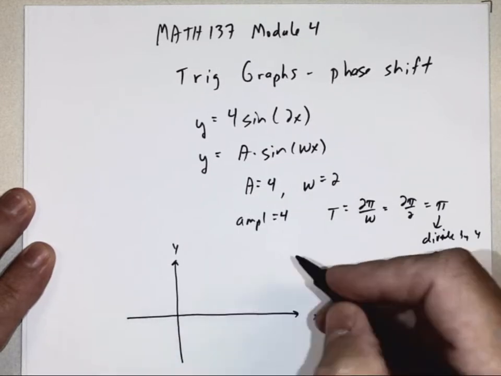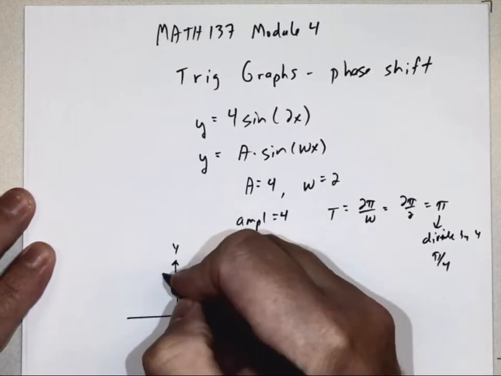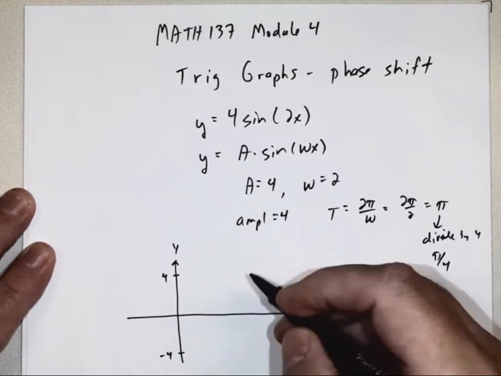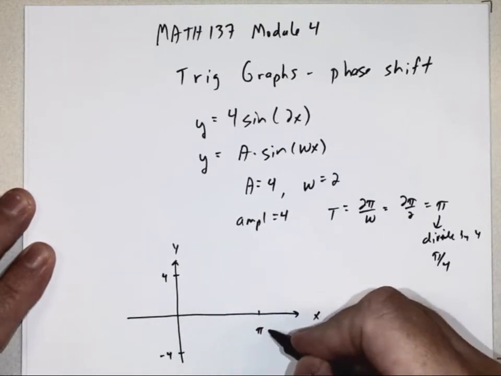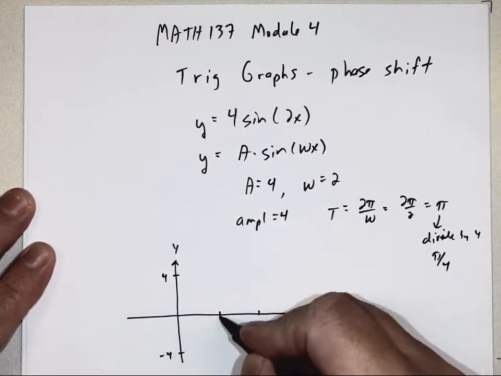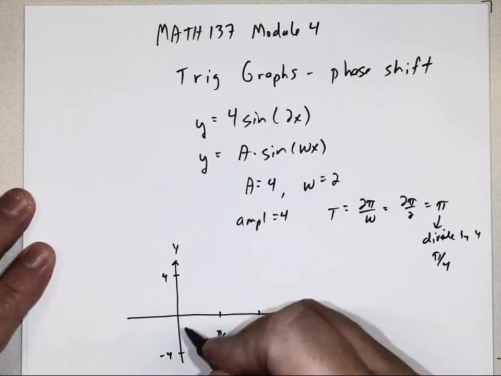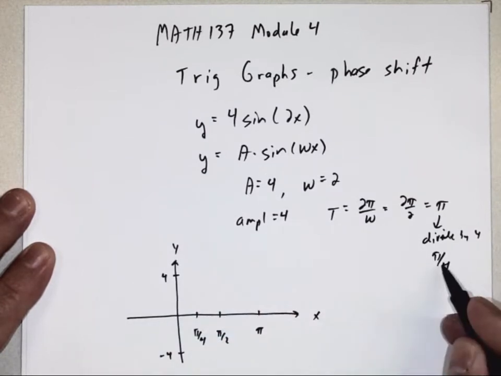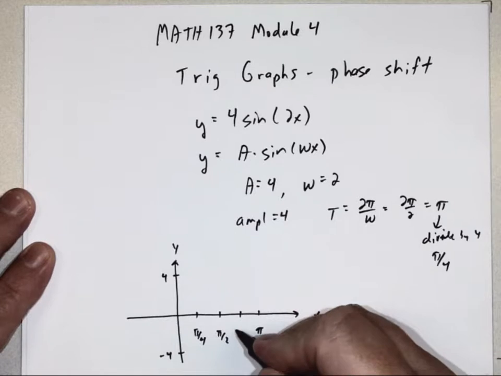So first of all, it's the amplitude. So we'll call this 4. We'll call this negative 4. Period's pi. So we break it up into 4 equal parts. We go halfway, pi over 2. Another halfway, pi over 4, which is our step. And this would be 3 pi over 4.